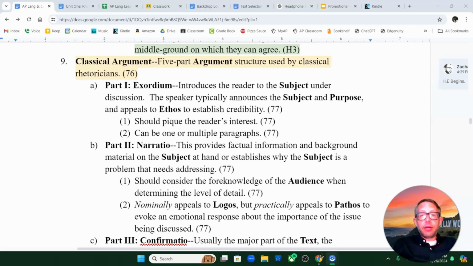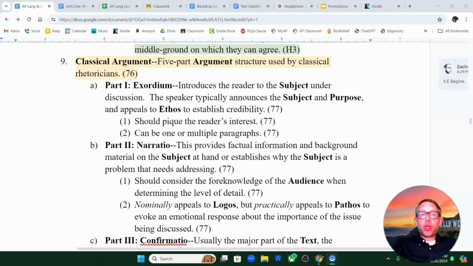As you can see here from that first bullet point, it's a 5-part argument structure used by classical rhetoricians. So this is sort of the basic, most elemental, essential, time-tested method of structuring your argument that we can possibly present to you. Now, one of the things that I've mentioned to you guys repeatedly before is, again, be flexible. Remember that there is no one right way to do anything in rhetoric.